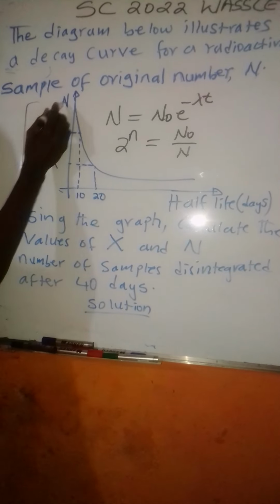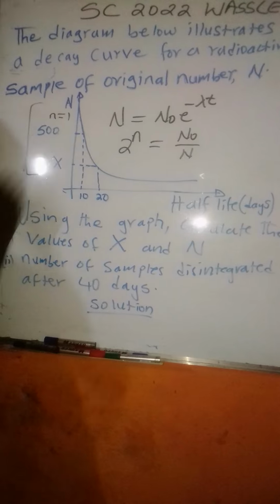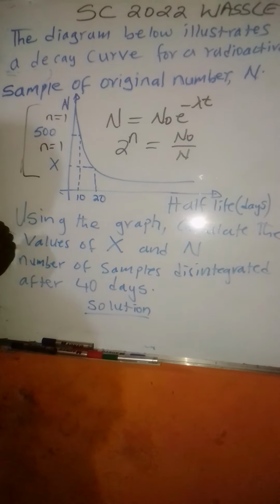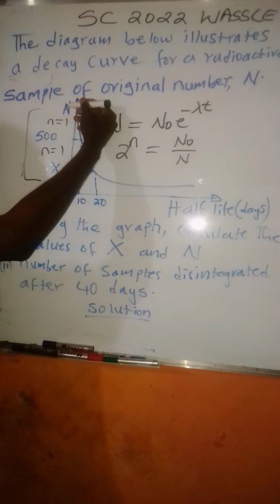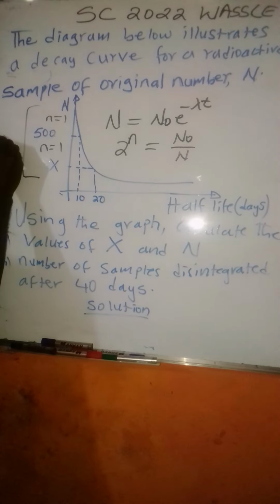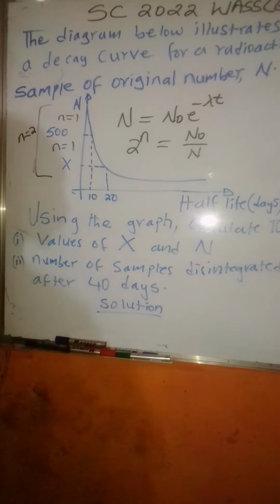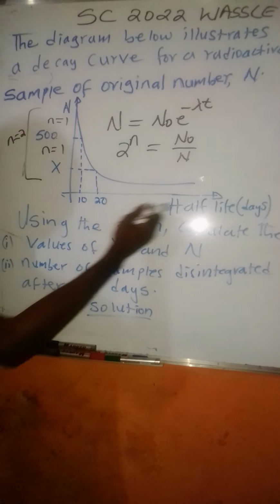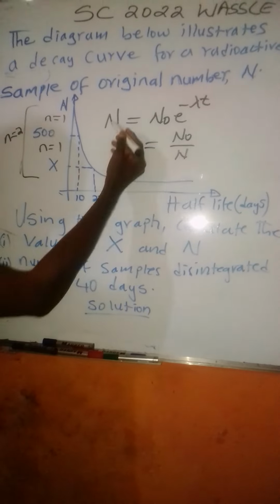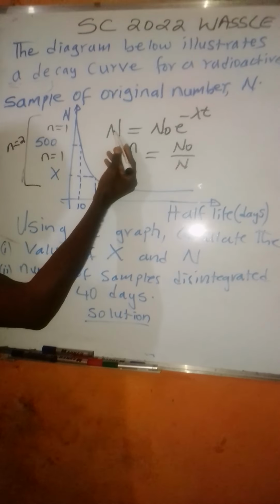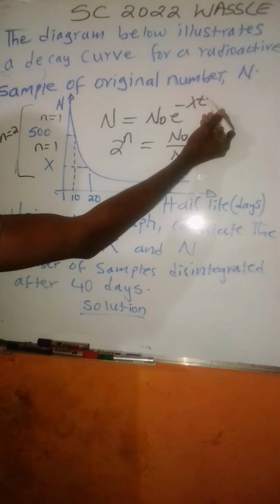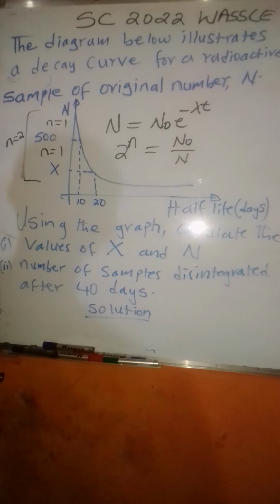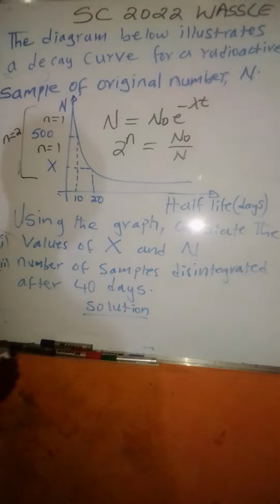From this N to this 500, the number of half-lives is 1. Also from this 500 to this X, the number of half-lives is 1. But if you move directly from this number of nuclides to the third one, which is X, the number of half-lives we have is going to be 2, with corresponding times 10, 20, and so on. The relationship between N and t is that the higher the nuclide number, the lower the time, or the higher the time, the lower the nuclide number N. So this is how N and t are related.